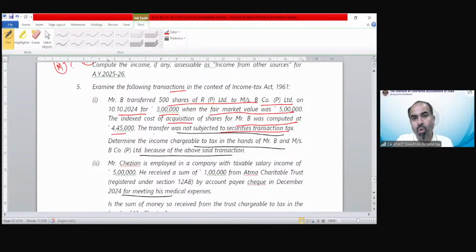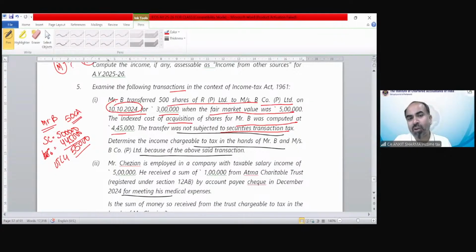So what would be the treatment of this situation? The provision says we have to see what should be done in the hands of Mr. B. The transfer has been done on 10th October 2024, that means on or after 23rd of July, so the indexation concept is not applicable. In the case of Mr. B, the sale consideration would be 5 lakh as per section 50CA. We have discussed that in case of unlisted shares, if they have been transferred and the FMV is higher than the consideration, then FMV will be treated as your sale consideration as per section 50CA. We have gone through this provision under capital gains. Then the cost of acquisition has been given, and that is 4,45,000. So there would be a long-term capital gain of 55,000.